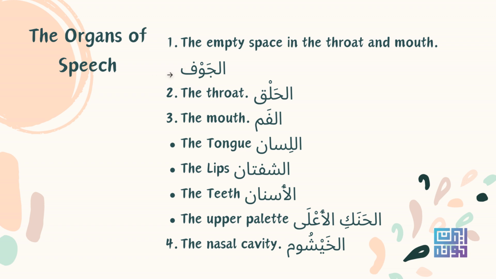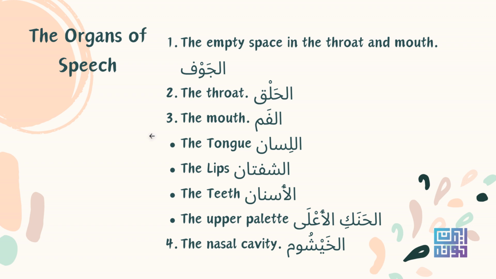First of all, al-jawf. What is al-jawf? It's the empty space in the throat and mouth. So this is the first thing that we are going to talk about regarding the organs of speech, which is al-jawf, the empty space in the throat and mouth. What is the second thing we use to pronounce the letters? The throat, al-halq, okay? And then comes the mouth, al-fam.